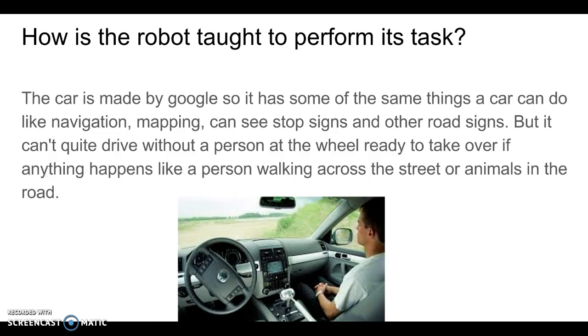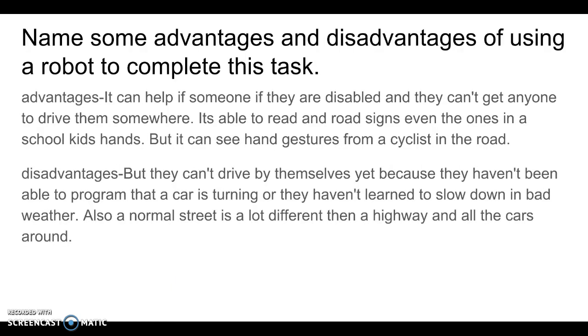How is the robot taught to perform its task? The car is made by Google, so it has some of the same things a car can do, like navigation, mapping, can see stop signs, and other road signs. But it can't quite drive without a person at the wheel ready to take over if anything happens, like say a person's walking across the street or animals in the road. So there is still some human interface.